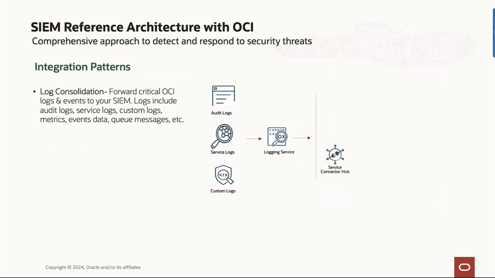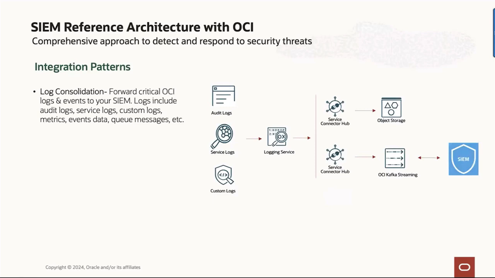Based on your needs, you can create as many Service Connector Hubs as you want. As you can see on the diagram here, you can create a Service Connector Hub and point it to OCA Kafka streaming. Or you can create one more Service Connector Hub for another use case where I would like to forward my logs to object storage. From there, I would like to pull or push this information to my external SIEM. So let's assume that my SIEM has the ability to talk to OCA Kafka using a Kafka connector, right? Then in this case, the SIEM either can pull or OCA can push data to my SIEM system. So this is one use case.